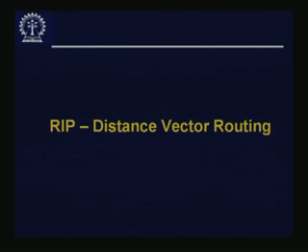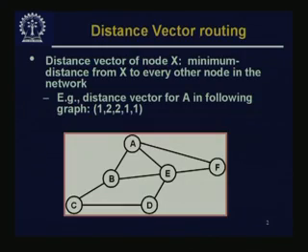RIP is one of the oldest routing protocols which was actually used on the internet, and it is still used today in many places. It is based on distance vector. We will see what the distance vector is. Now, the distance vector of node x is the minimum distance from x to every other node in the network.